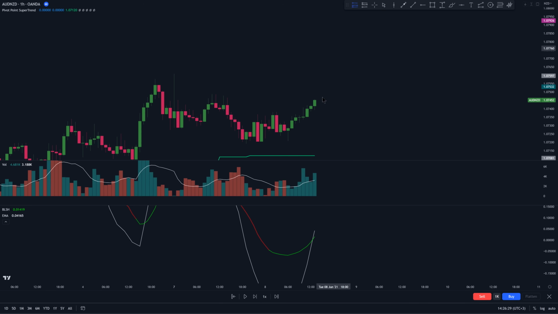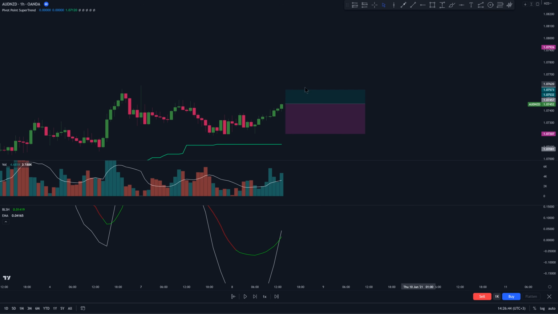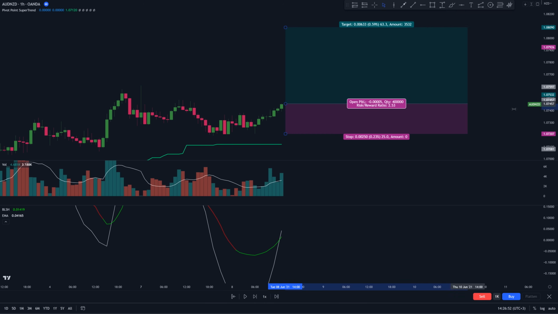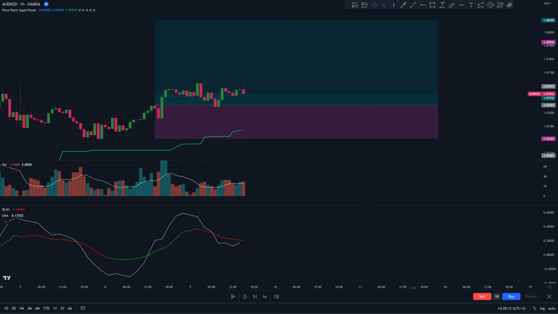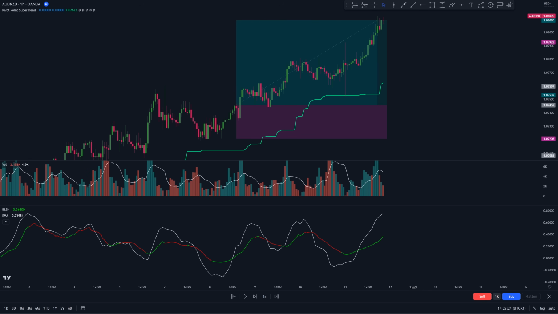The stop loss is going to be set below the most recent swing low. For the take profit, we're going to set it at 2.5 times the risk. We let the trade run, and it hits take profit.